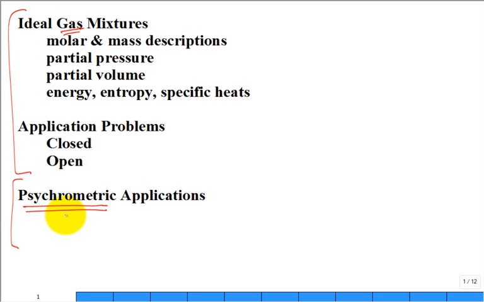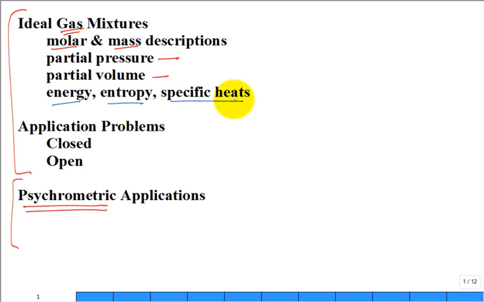Psychrometric applications impact our comfort. We're going to have both a molar description and a mass description. We'll talk about the partial pressure in an ideal gas. We'll talk about the partial volume, and then how we make calculations for the change of internal energy, as well as enthalpy and entropy. How do we get average properties like specific heats for ideal gas mixtures?